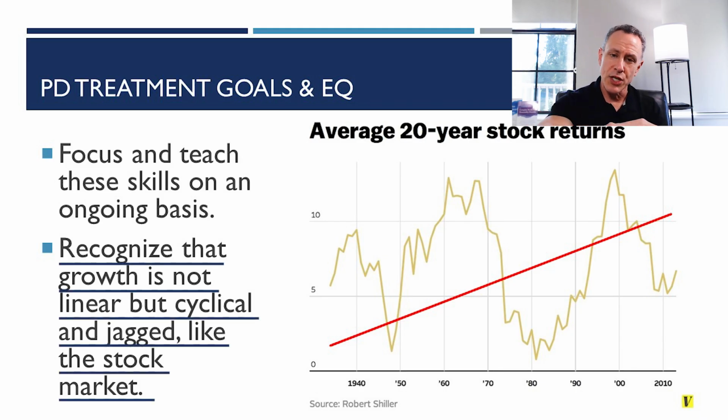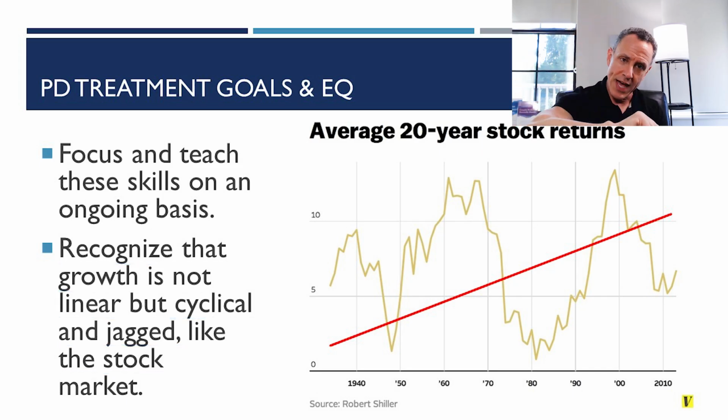Recognize that growth is in no way linear, not at all, but it is cyclical and jagged, just like the stock market. You'll notice here that even though you have high highs and low lows and all of that volatility, there's growth continually. If you look at the average of 20 years in the stock market, even though you have crashes and even though you have high highs, you have continuous growth over a 20-year period.